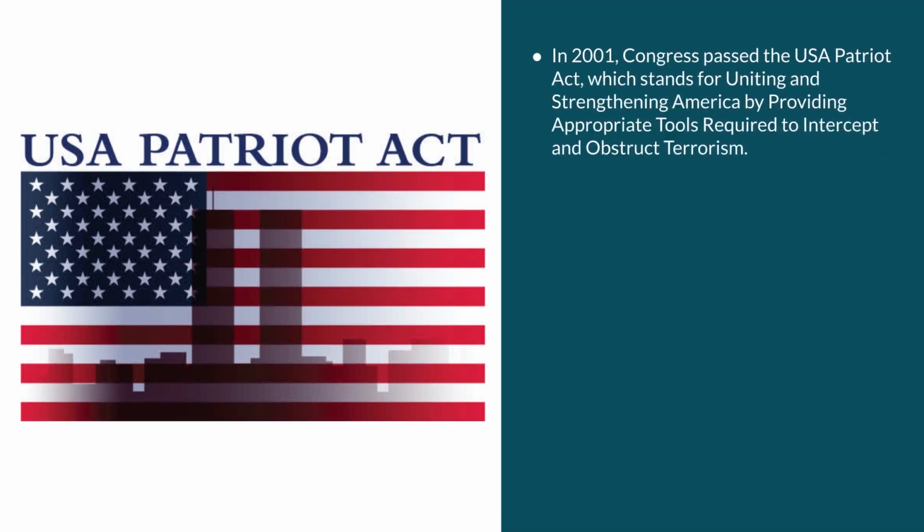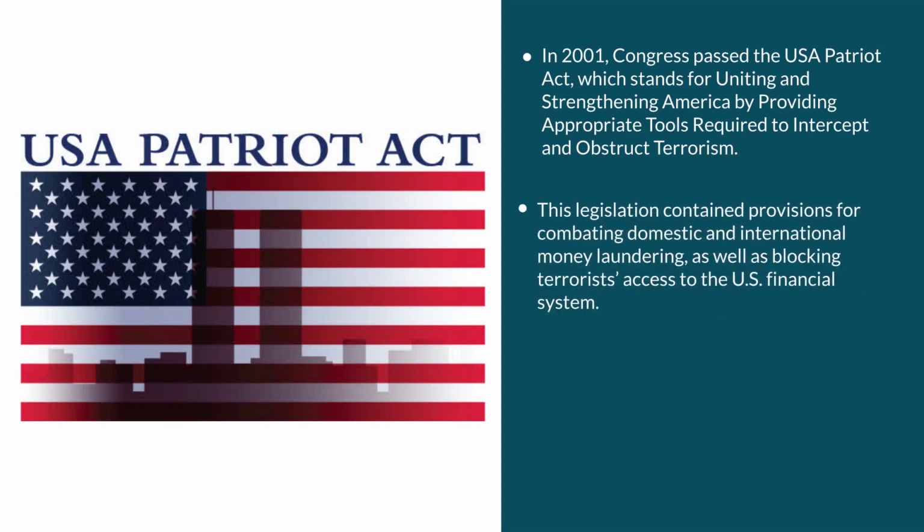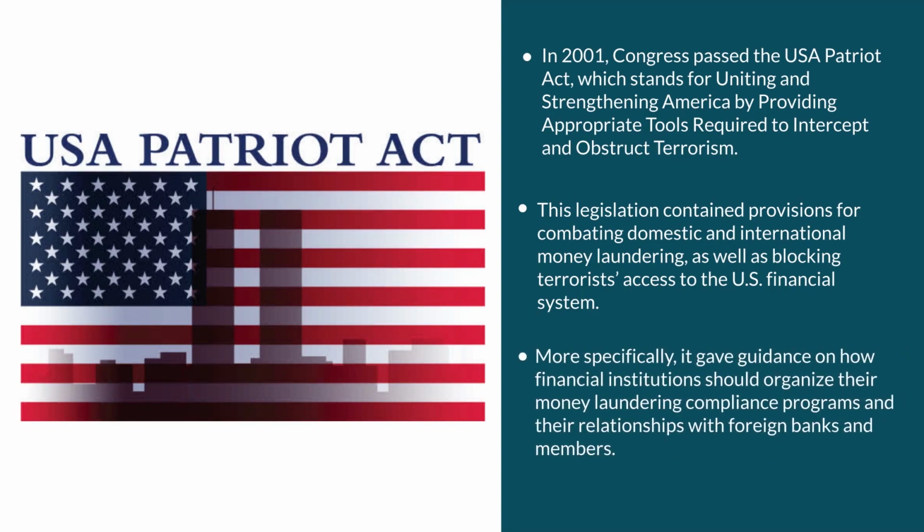Then, in 2001, Congress passed the USA Patriot Act, which stands for Uniting and Strengthening America by providing appropriate tools required to intercept and obstruct terrorism. This legislation contained provisions for combating domestic and international money laundering, as well as blocking terrorists' access to the U.S. financial system. More specifically, it gave guidance on how financial institutions should organize their money laundering compliance programs and their relationships with foreign banks and members.